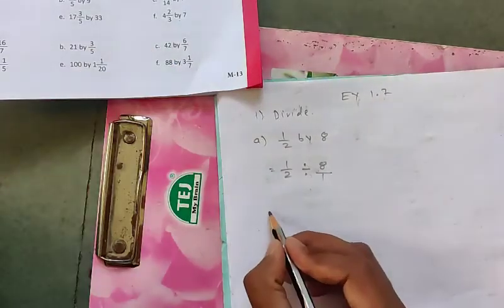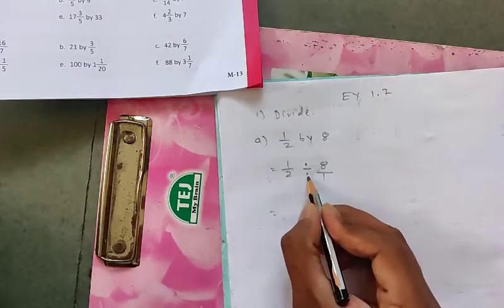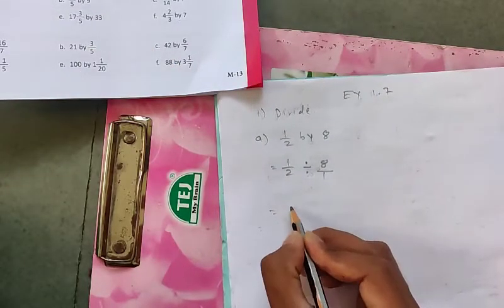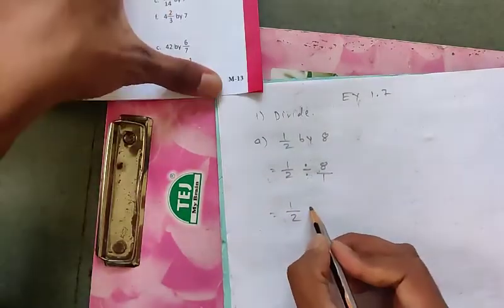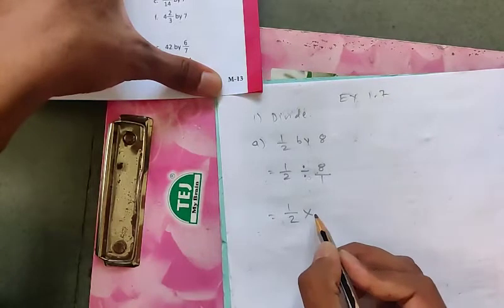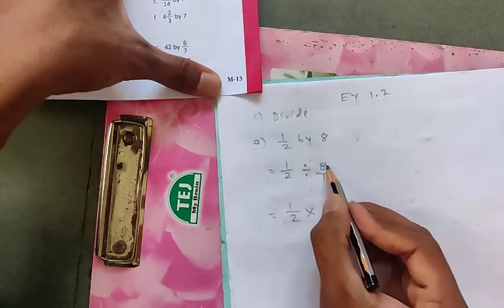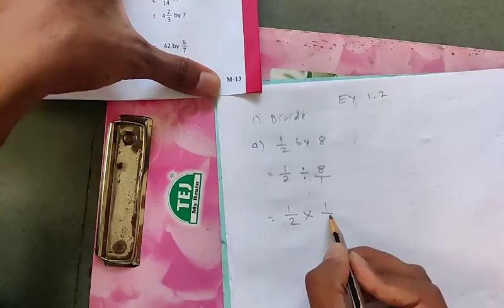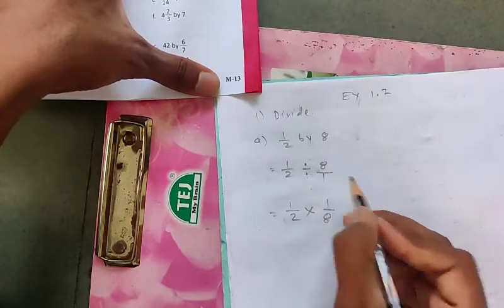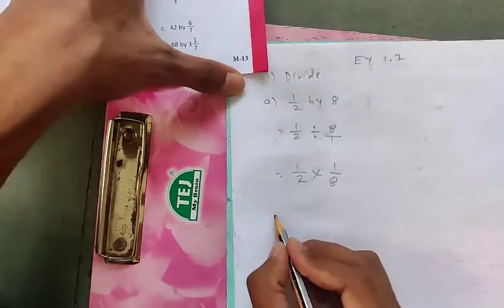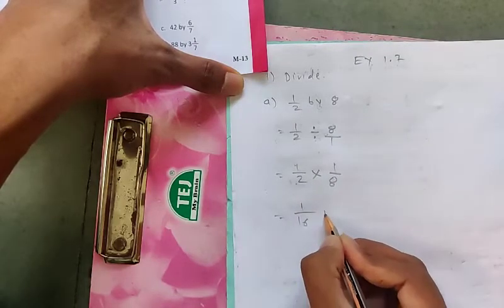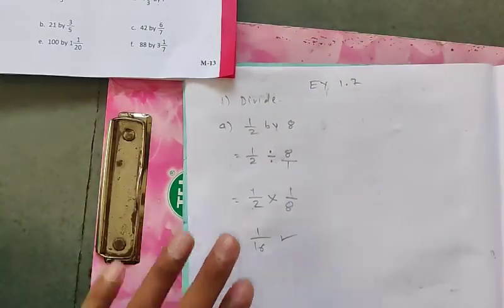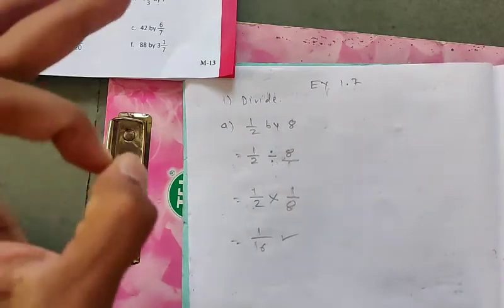Now what we have to do, we have to change this sign. The first fraction you don't have to change, 1/2 will remain as it is. Instead of division, take the multiplication sign, and 8 upon 1 will convert to 1/8. So it's the reciprocal value. So 1 1s are 1 and 8 2s are 16. This is our answer. Very easy. Multiplication and division of fractions is very easy.